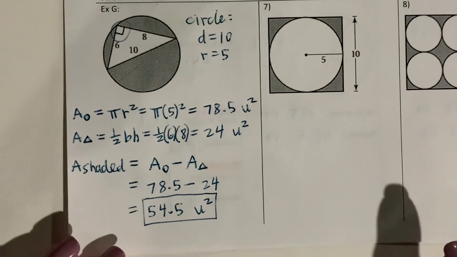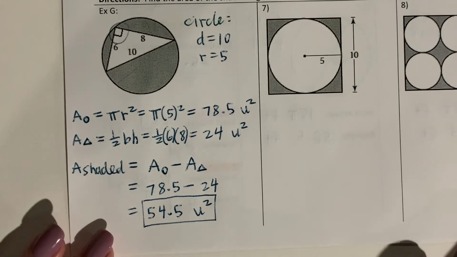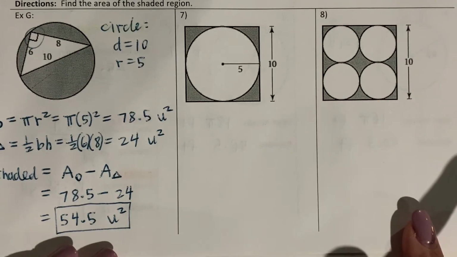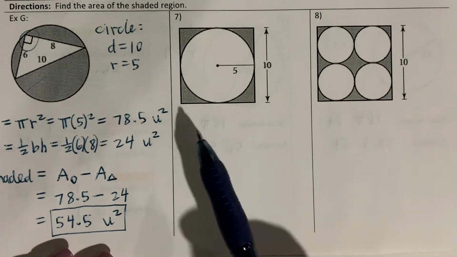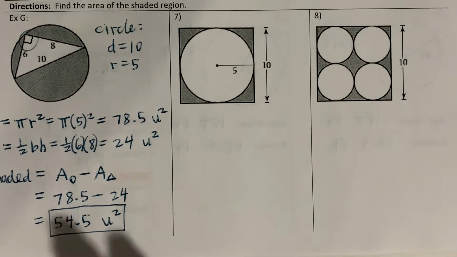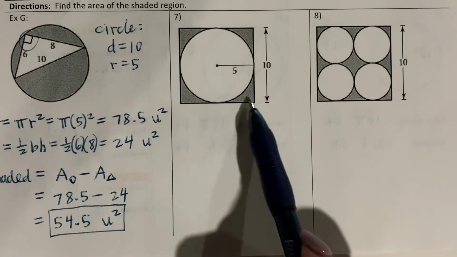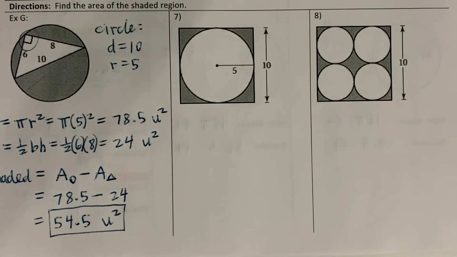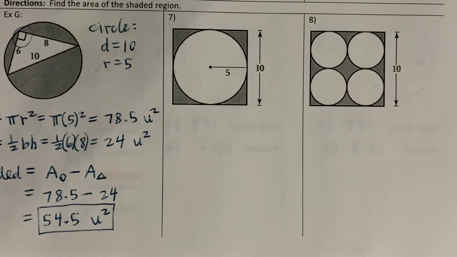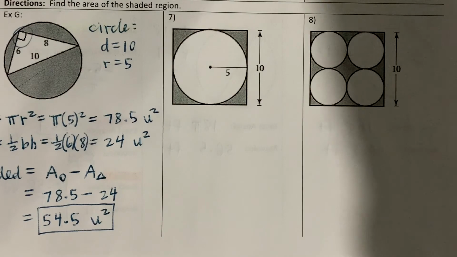So if you look here, you try 7 and 8 are similar in that you're going to have to find multiple areas. If you look here, you have a circle and maybe a square. And so you have to find multiple areas, subtract them in order to find the area of the shaded region. So take a few minutes, see what you can come up with for you try 7 and 8. Go ahead and pause the video.